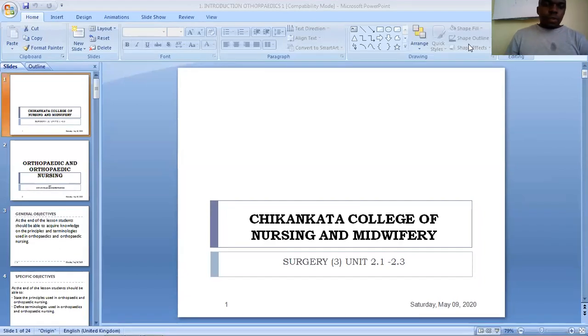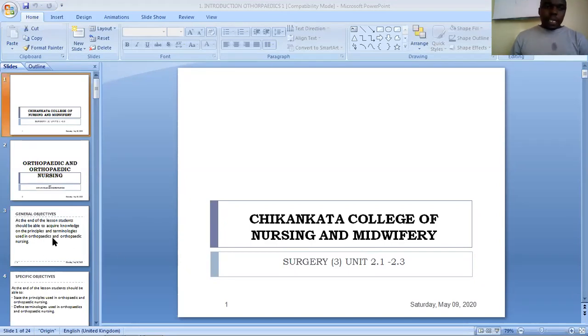We are going to introduce orthopedics and orthopedics in nursing. Therefore, we'll introduce some terminologies and also look at another component that is involved in orthopedics and orthopedic nursing. So as you can see with me, there is a slide that you'll be able to follow as we'll be discussing this topic.